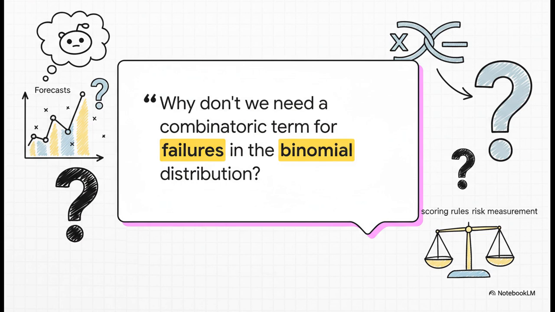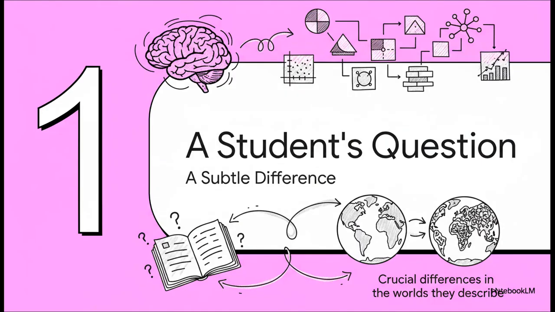A student, Mikey Likes It 123, was staring at two probability formulas, and something just felt off. And honestly, this is a fantastic question. It's the kind of question that cuts right to the core of what our mathematical models are really assuming about the world. So this isn't just about getting the right answer for homework. This is about the story that each of these statistical models is telling. It's about these really subtle, but absolutely crucial differences in the worlds that they're trying to describe.